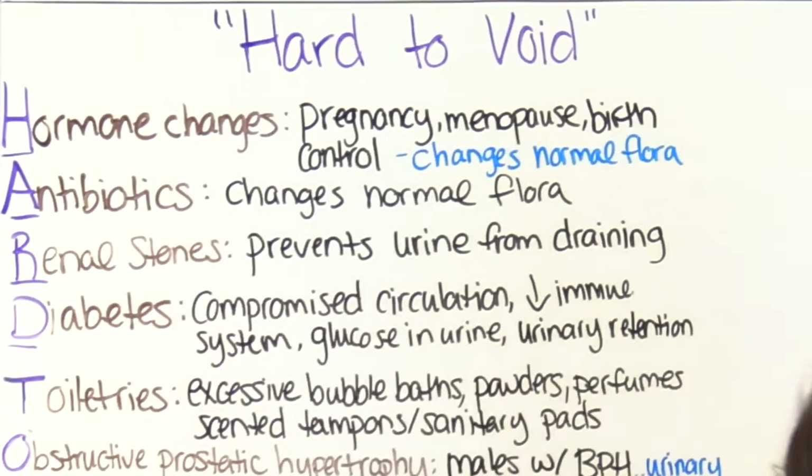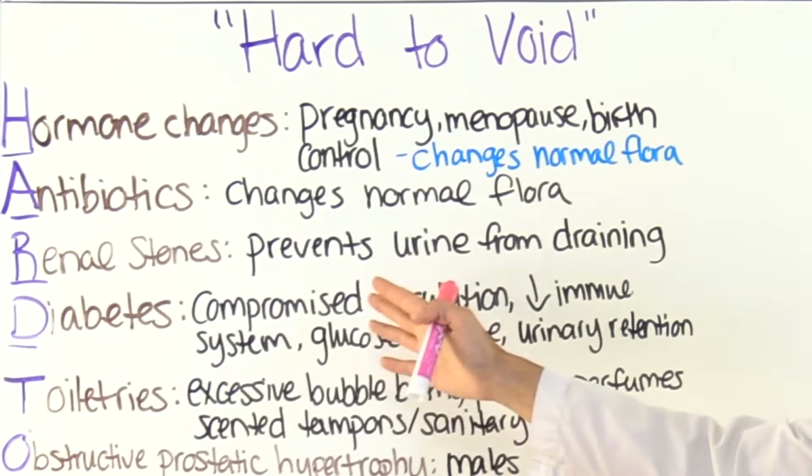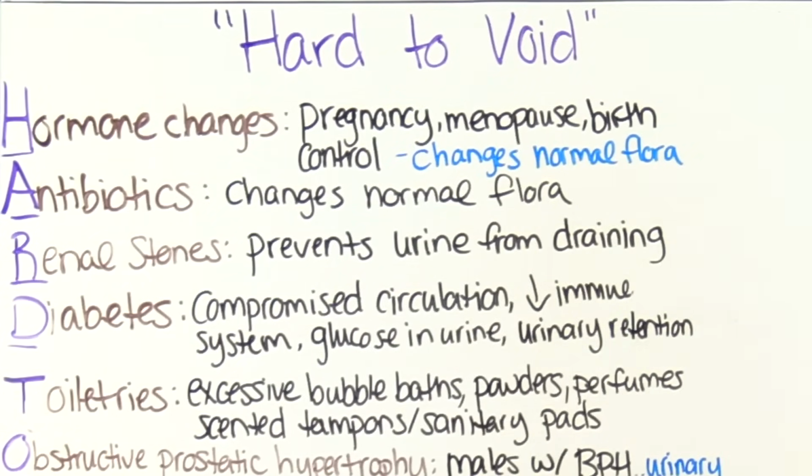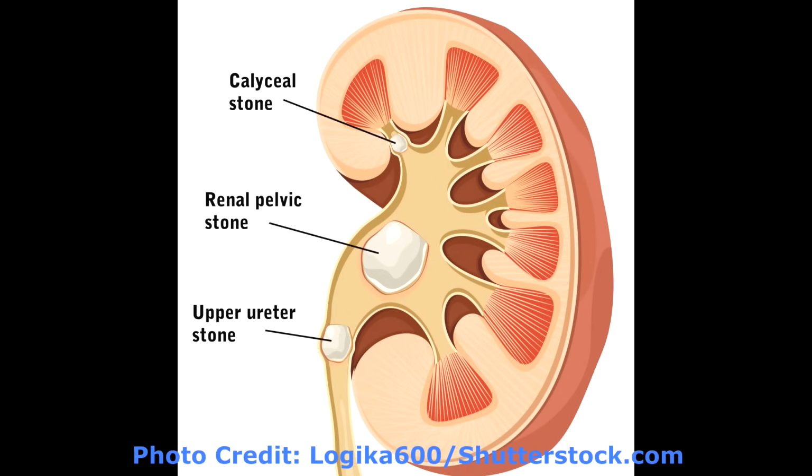Another one is A, antibiotics. Again, this just changes that normal flora, kills all the good bacteria. R for renal stones. What happens is that those renal stones get in there and they prevent that urine from draining. A stone can form within the kidney, maybe in the calyx of the kidney, stuck in the pelvis of the kidney, or the upper part of the ureter. And what happens is that urine will not drain out of that kidney, and it'll stay stagnant in there, and this can lead to a urinary tract infection.